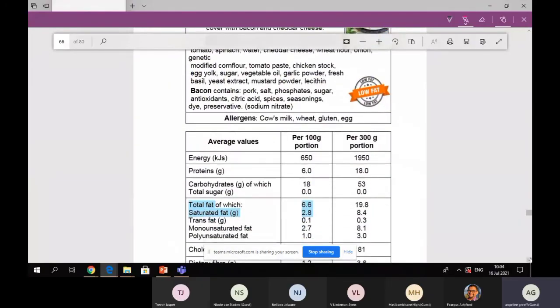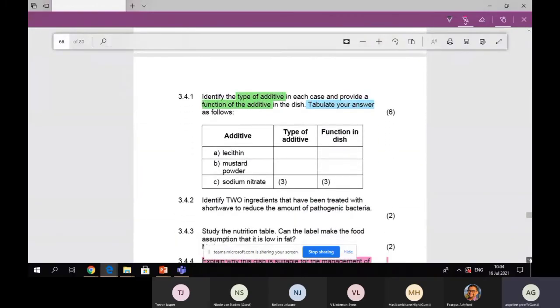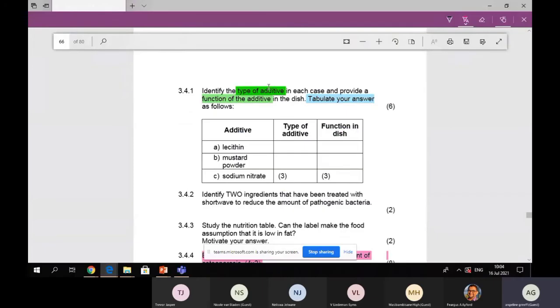Here we go. You can see we've done additives. Here it says identify the type of additive in each case and provide a function of the additive. So lecithin, mustard powder, sodium nitrate, the type of additive. Okay, so you must say it's an emulsifier, it's a flavor enhancer, and the function in the dish. So what is the function? So you can see a different way in which it's been answered. And then remember, it says tabulate your answer. If it asks you to tabulate, you need to tabulate. Otherwise, you're going to lose a mark, that's unnecessary.